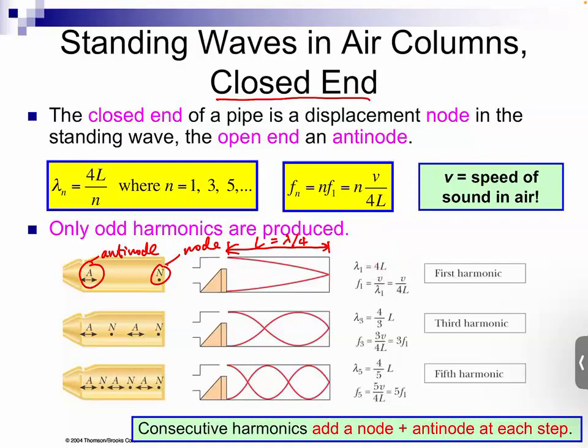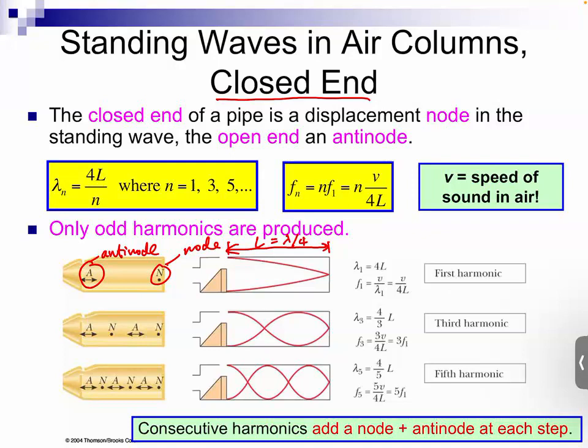You can then derive the frequency that will give you the pitch using the relationship v equals lambda times frequency. Hence, you can relate the frequency to the length of the air column. Okay, so that gives you the first harmonic that is produced by the air column with a closed end.